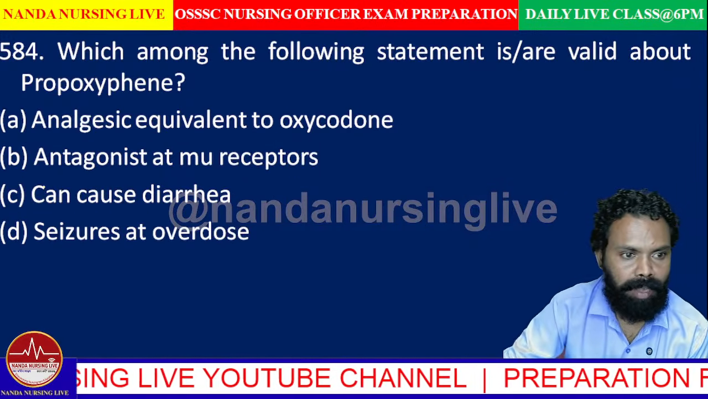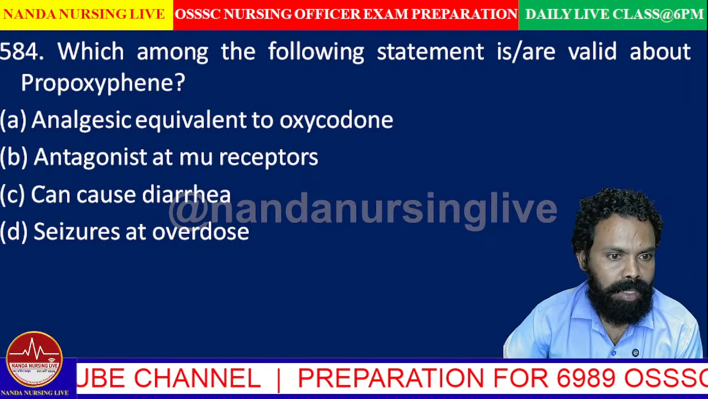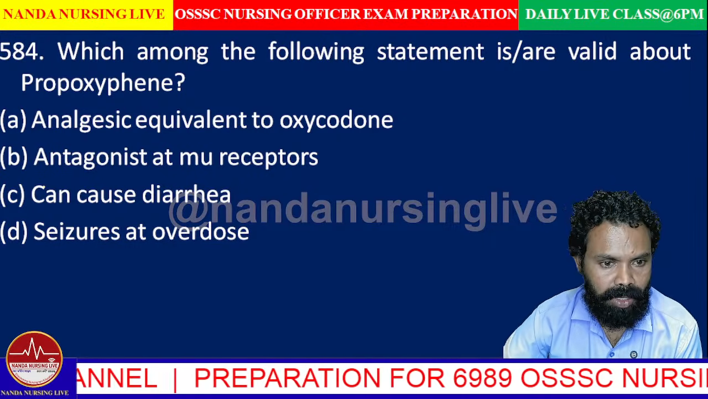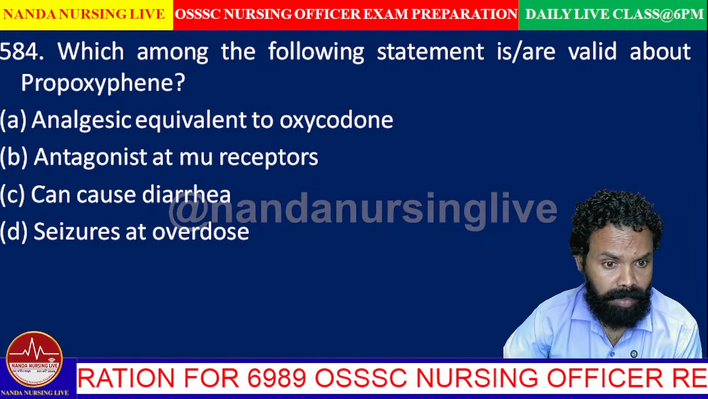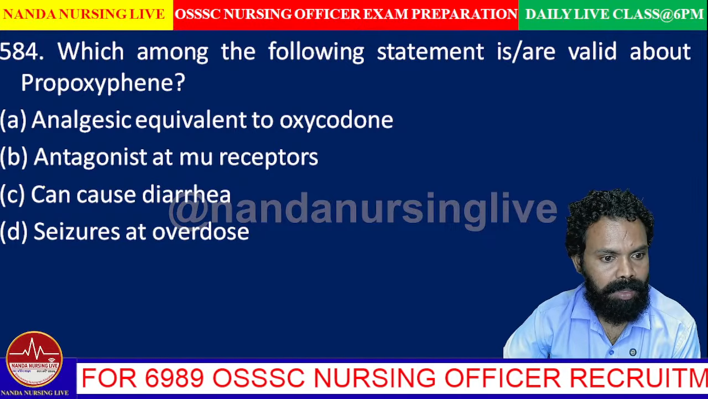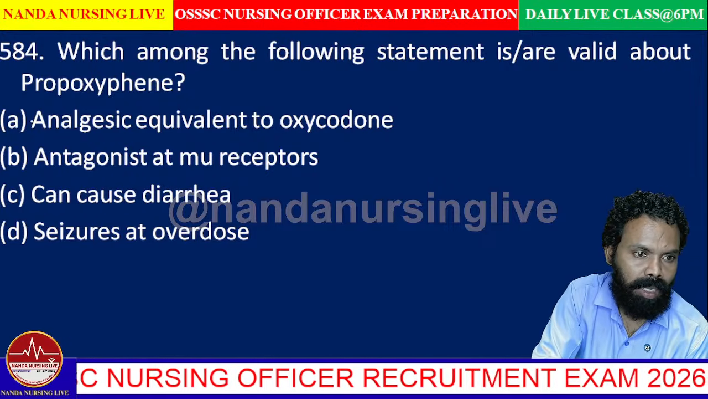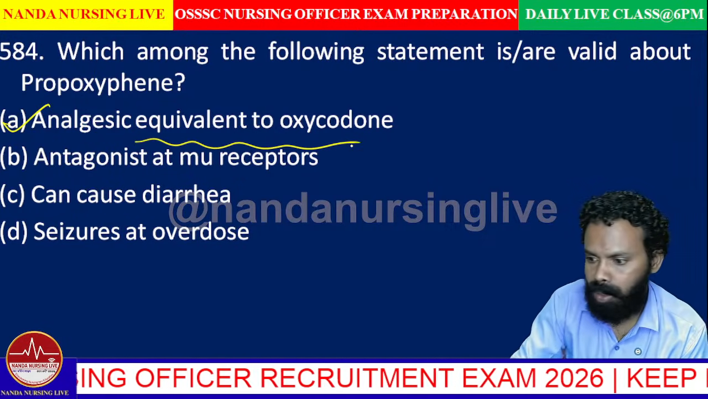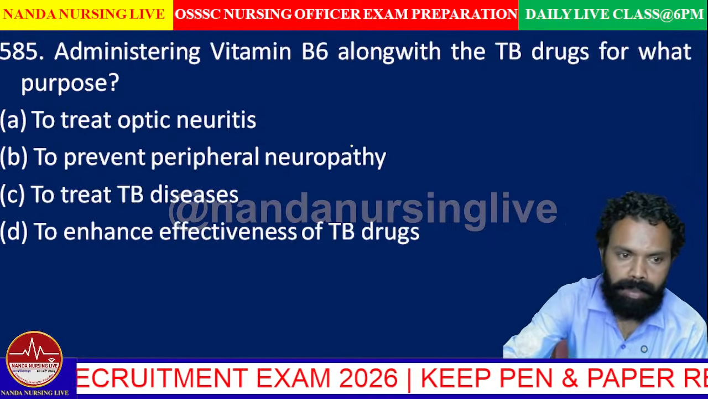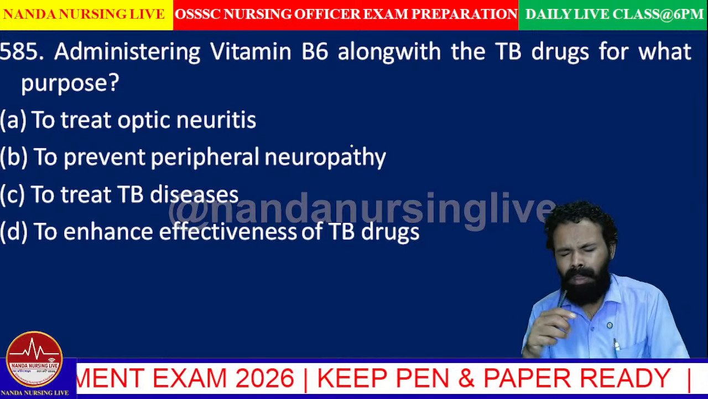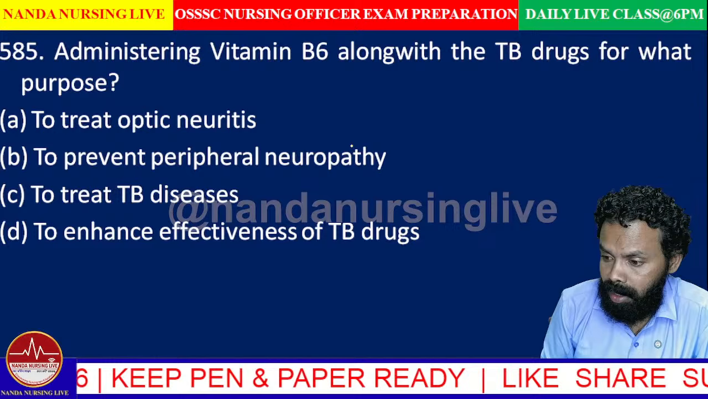Next question, 584. Which among the following statements is valid about propoxyphene? Option A, analgesic equivalent to oxycodone, option B is antagonist at mu receptors, option C can cause diarrhea, option D is seizures at overdose. So which option is the correct answer? The correct answer is option A, analgesic equivalent to oxycodone, right?